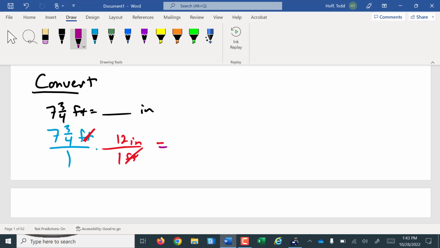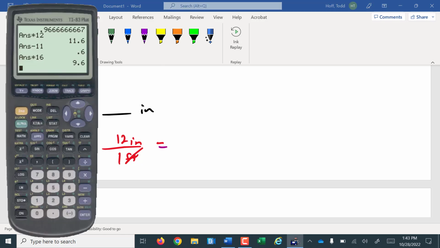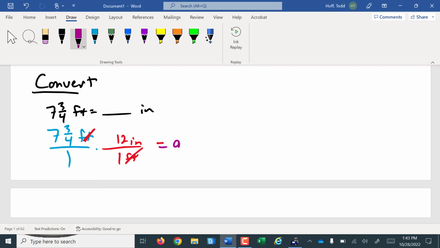You're close. That's 7 1/4 times 12 would be 87. 7 3/4, what would that be as a decimal? 7.75. So if you had to, you could just do that. 7.75 times 12. Should be 91. Nope, 93, sorry. 93 inches.